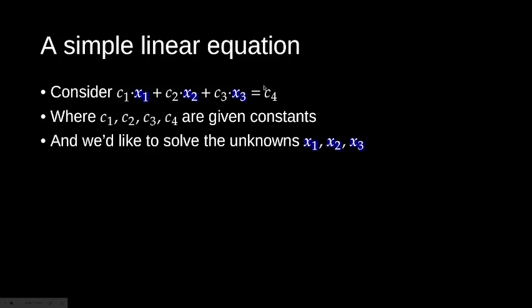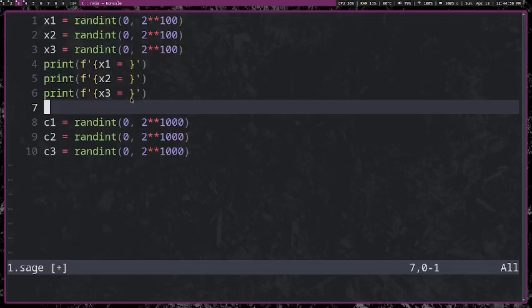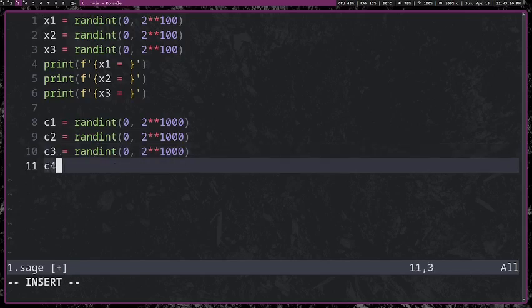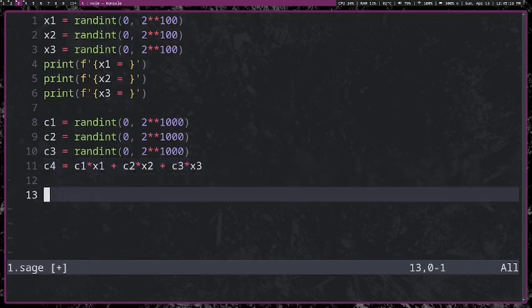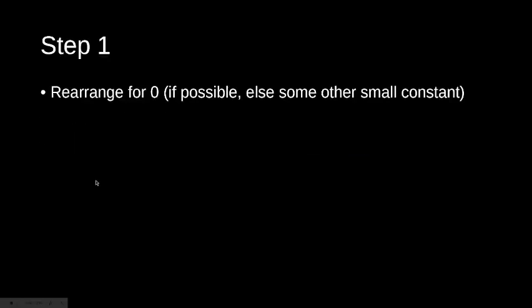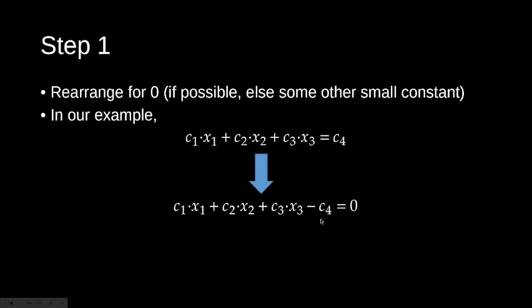And then C4 will be C1 times x1 plus C2 times x2 plus C3 times x3. Okay. So step 1, rearrange for 0. That's easy, we just subtract the C4.